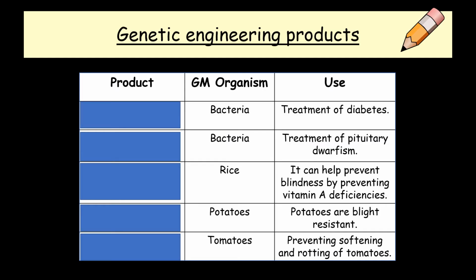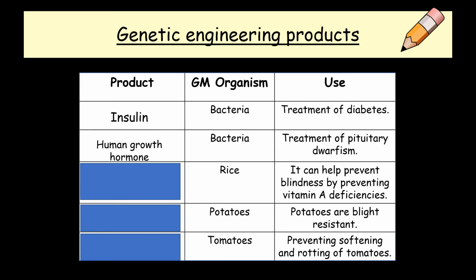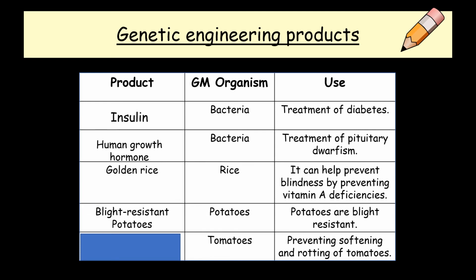So there's a table that summarizes what you guys need to know about the products of genetic engineering. So for the treatment of diabetes, we should know that it is insulin. And for the treatment of dwarfism, so when people are shorter, it would be human growth hormone. And both of these are made by bacteria. And then it can help prevent blindness by preventing vitamin A deficiencies, it would be golden rice. And then potatoes that are blight resistant, that would be blight resistant potatoes. And obviously the GM organisms would be rice and potatoes. And then preventing softening and rotting of tomatoes, so giving them a longer shelf life, would be tomatoes with a longer shelf life. So you need to copy this table down and make sure you know them.